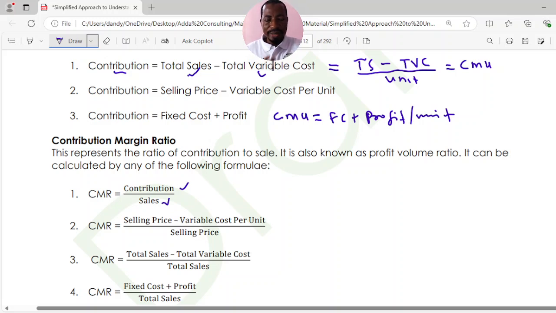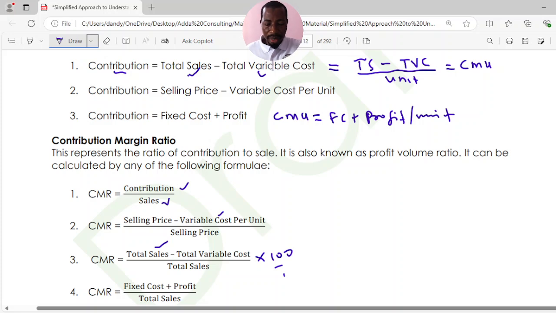If in the question you can see selling price and variable cost per unit, then contribution margin ratio is simply selling price minus variable cost divided by selling price. Of course, everything must be in percentage. It is also possible that in the question you are given total values. You don't have contribution, but you are given total sales and total variable cost. Therefore, the contribution margin ratio is the total sales minus total variable cost divided by total sales, of course in percentage, okay?